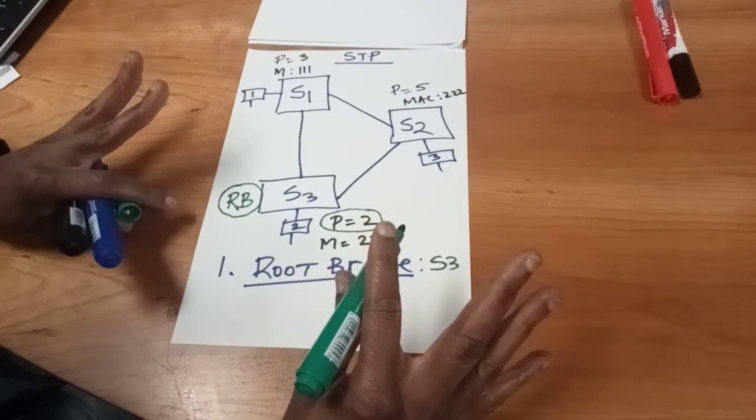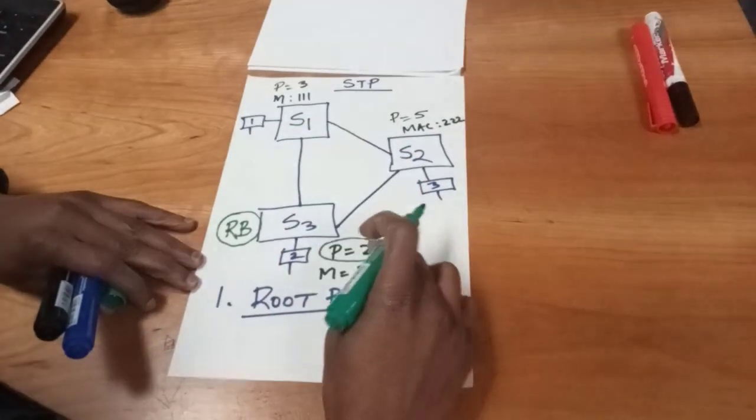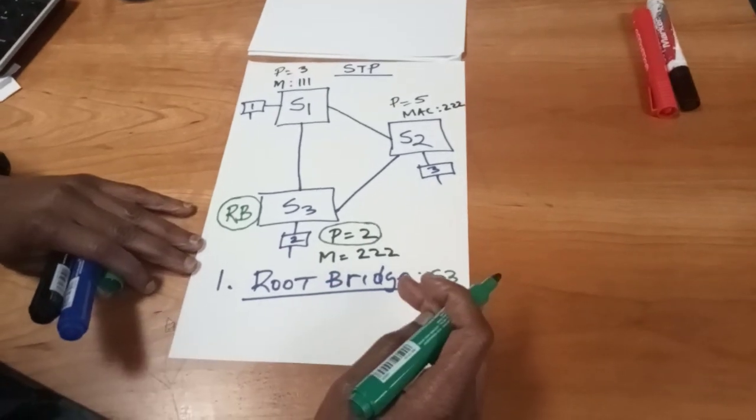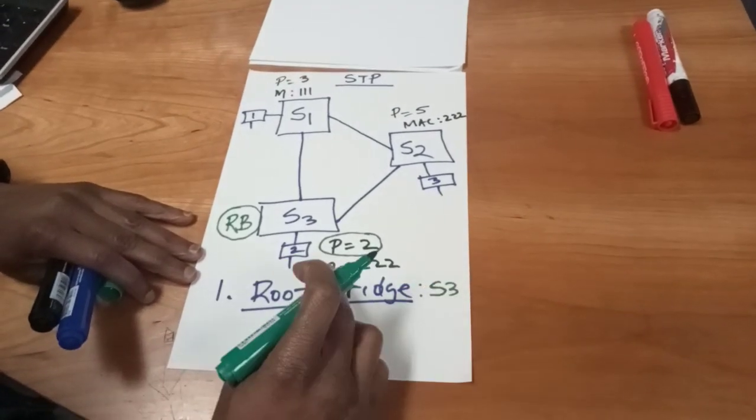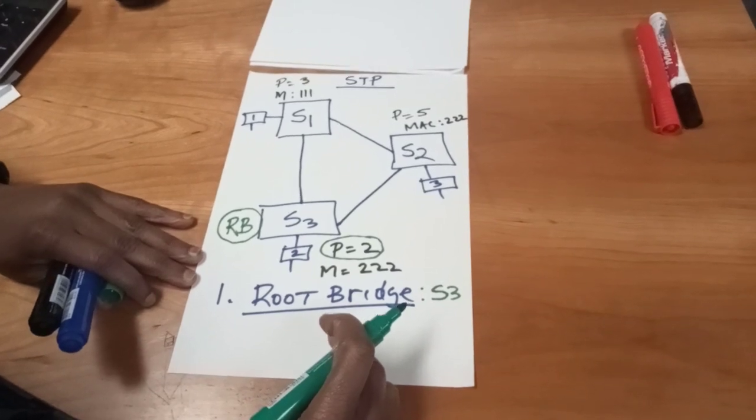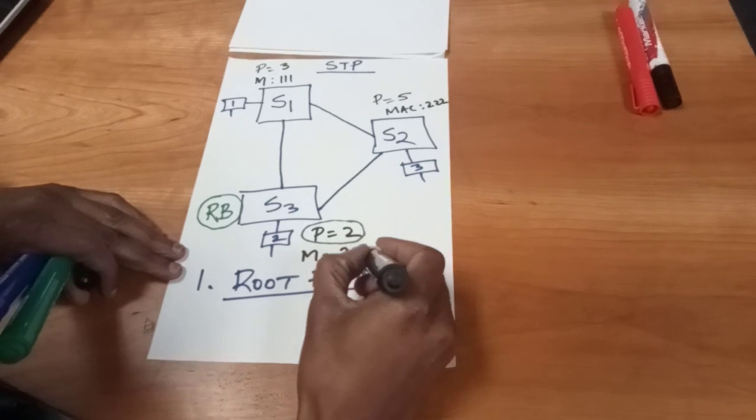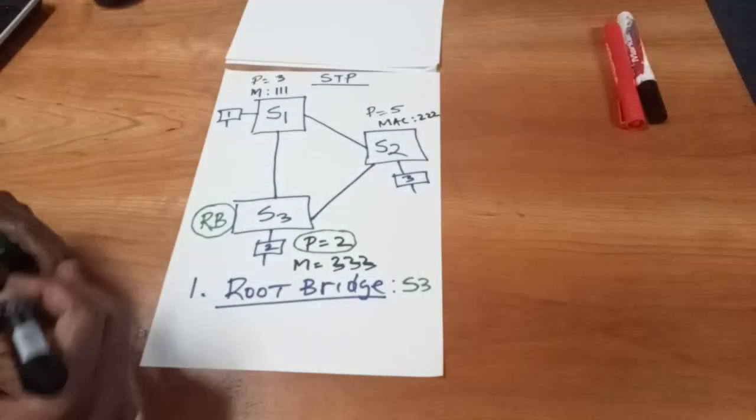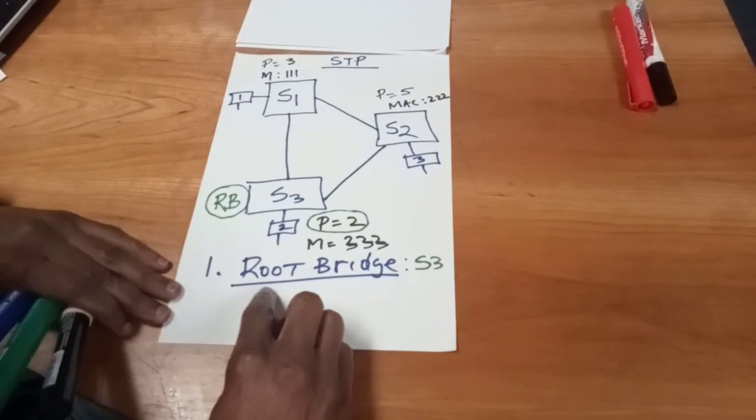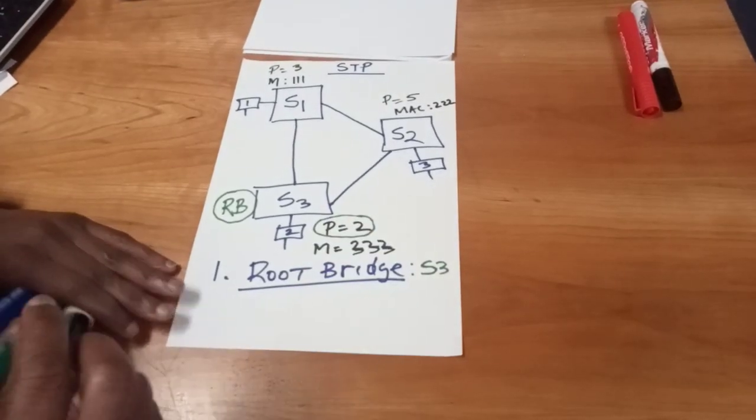But if there is a tie, meaning maybe 2 of those switches or all 3 of them got the same priority, what you're going to do is check their MAC addresses, right? And remember here, let's say it's 3 because I don't want them to have the same MAC address. So switch number 1 will be your root bridge. Why? Because the MAC address is lower.